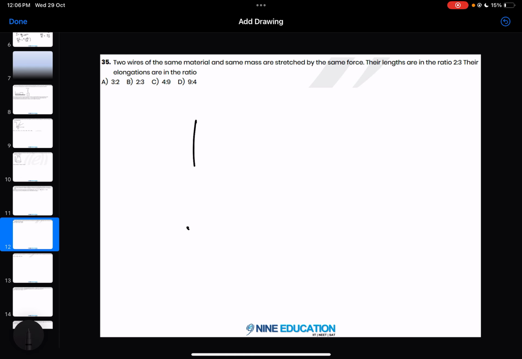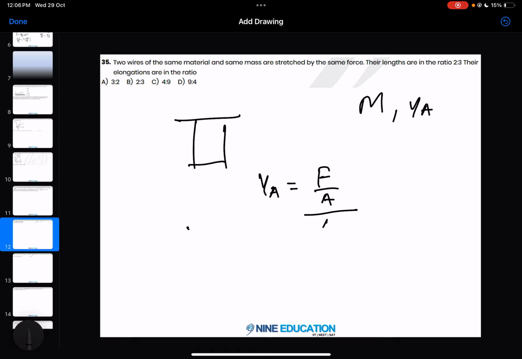Now for the next question, you have two wires of same material and same mass. So mass is same, material is same, which means Young's modulus is going to be same. Now Young's modulus is nothing but stress by strain, F by A over delta L by L, which is going to be FL by A delta L. Now here he mentioned mass is constant and the material is same, so their density is going to be same. If their density is same, mass is same, volume will also be same.